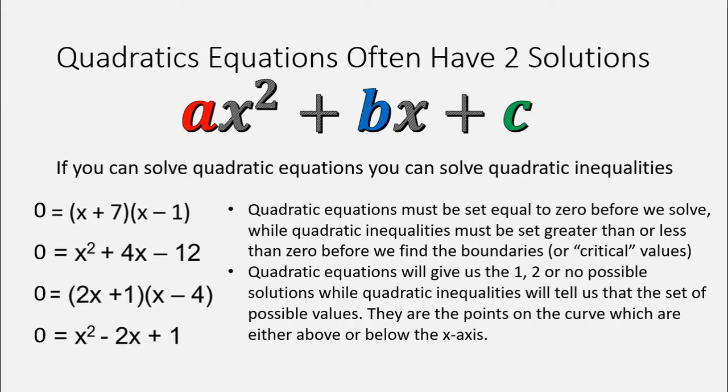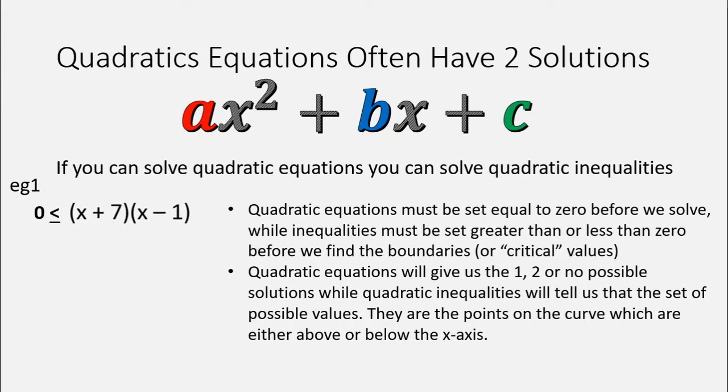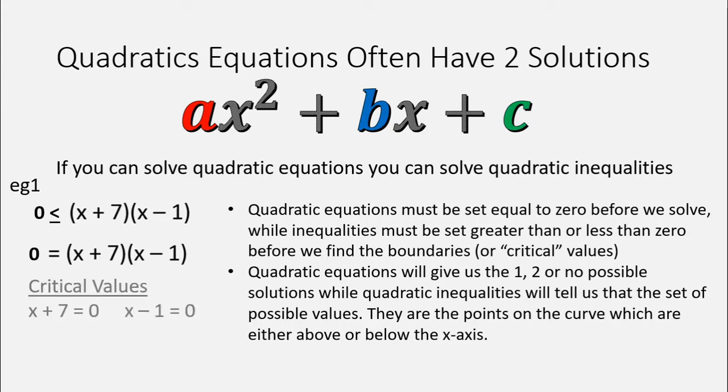Let's start with an example. We can solve this quadratic inequality in exactly the same way that we solve quadratic equations. I'm even going to write this as an equation for you. And this equation is a nice easy one to solve because the quadratic is already factorized and set equal to 0. So I just need to find the two possible values that would make this multiply out to be 0. That's either when x plus 7 is equal to 0 or when x minus 1 is equal to 0.